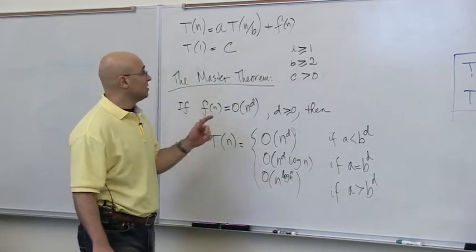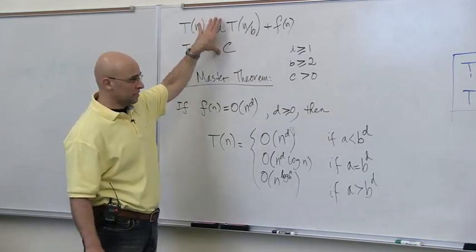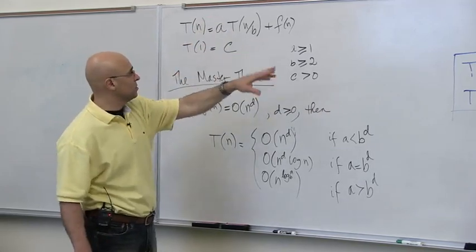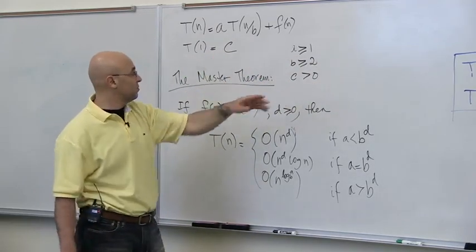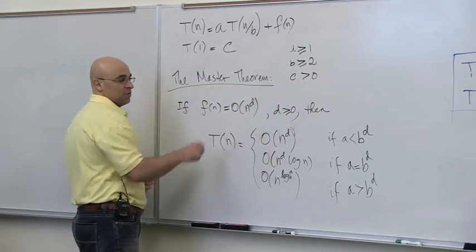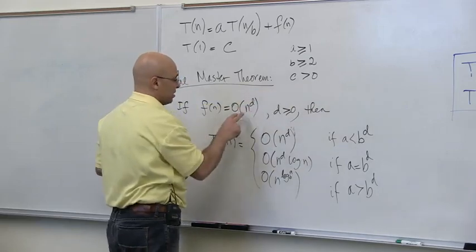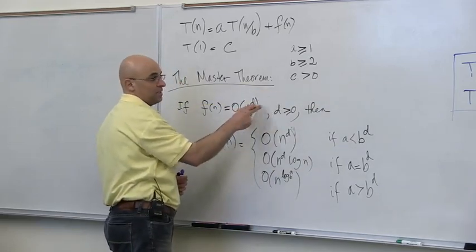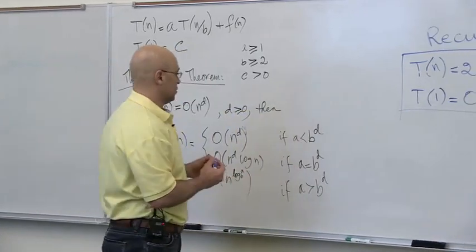Which means does the recurrence we get have this form? The answer is yes. We have a equals 2, b equals 2, f of n is O of n, and c equals O of 1, c is basically 1. Is f of n O of n to the d? The answer is yes. In the case of MergeSort, n to the first, d is 1. So in the case of MergeSort, what is the value of a?